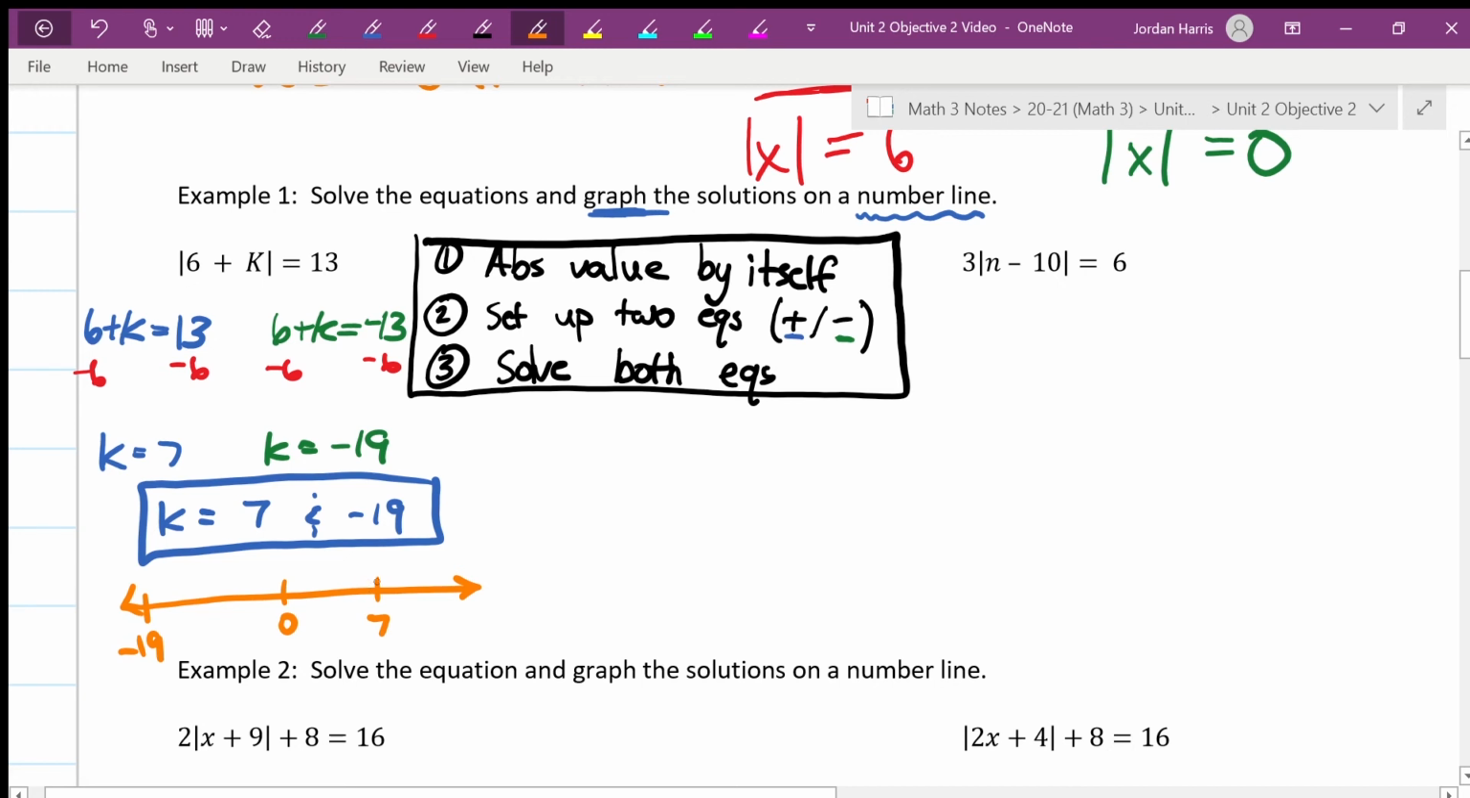And I'm putting solid dots on both of those. Solid dots means included. They are both included. So those are my two solutions graphed. Done. All right, next one.